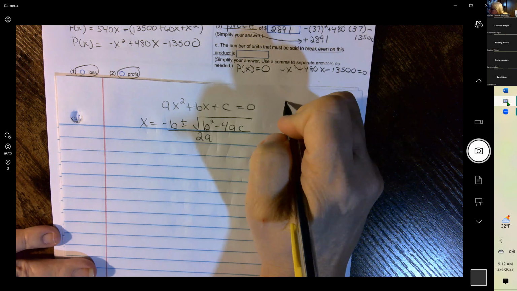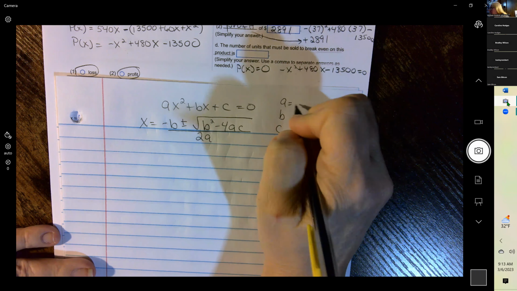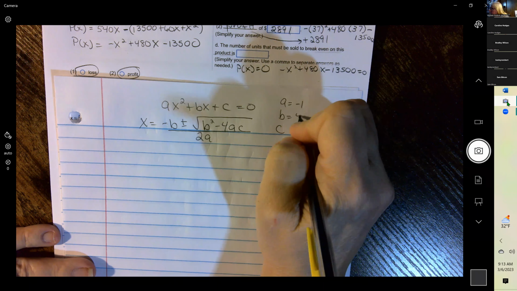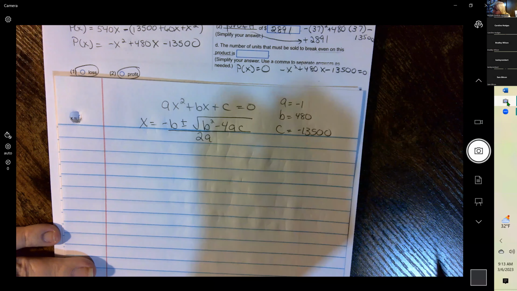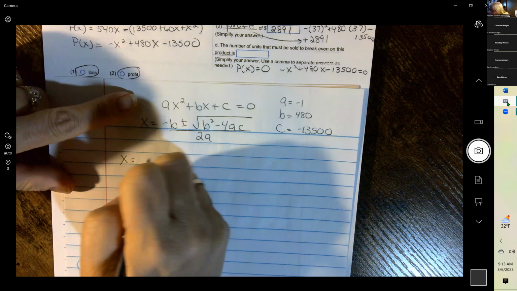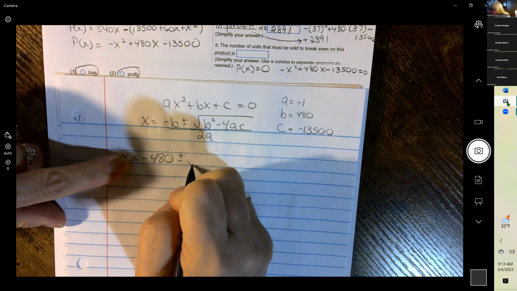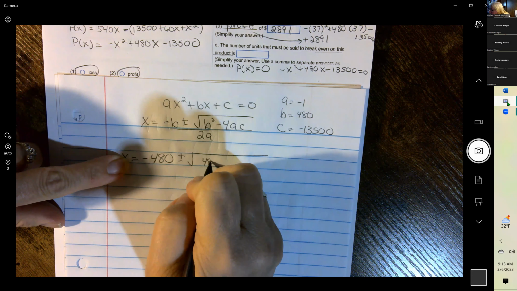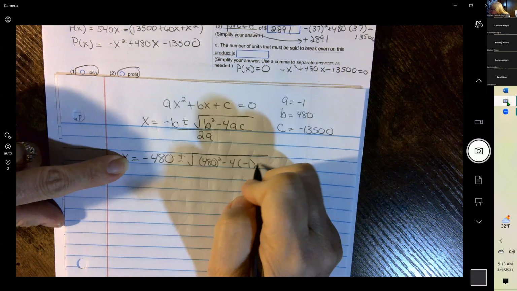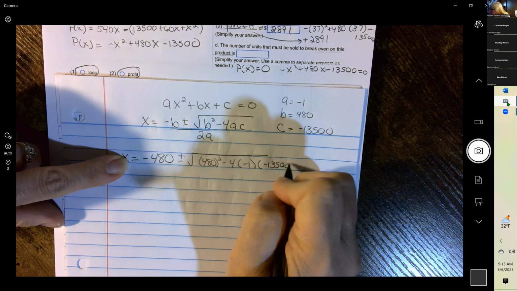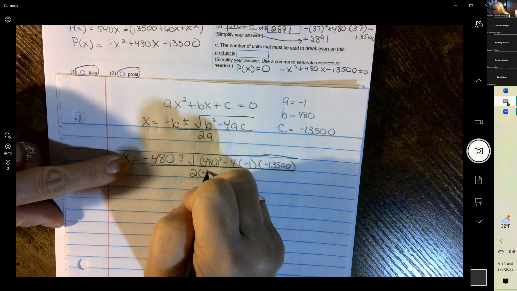In our problem, a is with the x squared term, so it's negative 1. b is 480 and c is negative 13,500. And then just plug in. So negative b plus or minus the square root of 480 squared minus 4 times a times c, all over 2 times a.